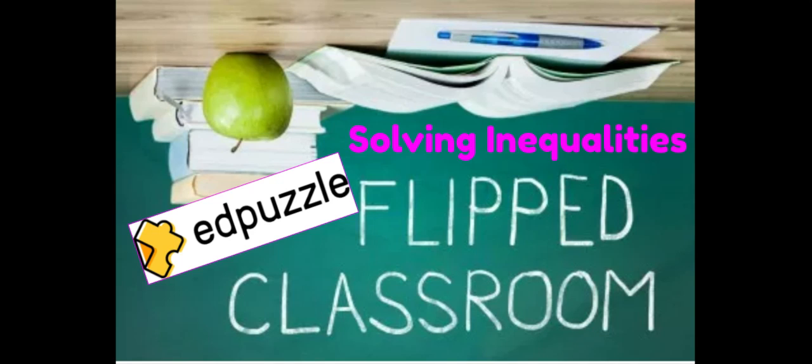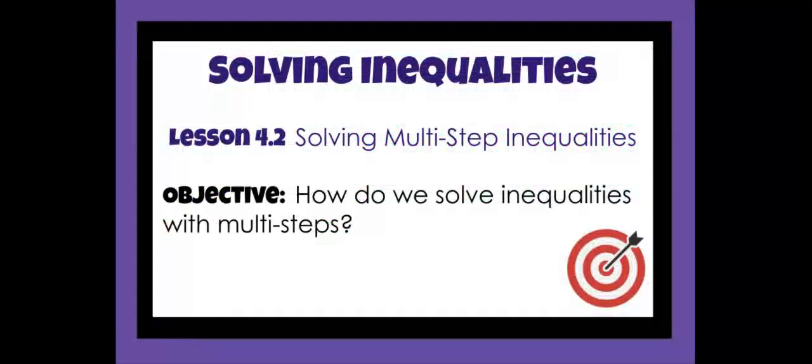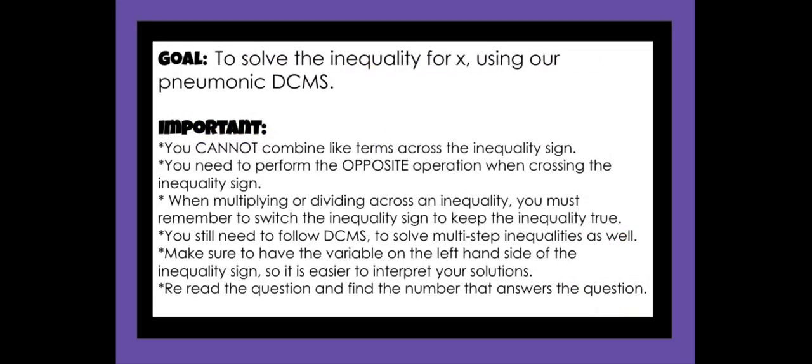Hey guys, so today, or tonight I should say, we're going to do a flipped classroom. A flipped classroom is when you learn the material at home so you can come into class and delve deeper into the knowledge and the material that we're going to be working with. Today is purely multi-step inequalities. So hopefully by the end, we will know how to answer the objective of how do we solve inequalities with multiple steps. The goal is to solve them for x, using our mnemonic DCMS.